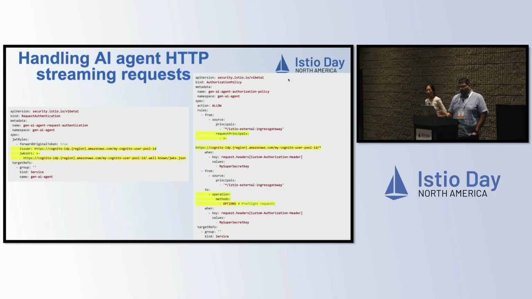After that, we just configured a request authentication that uses AWS Cognito as a JWT token provider, and we use that in the authorization policies by specifying the request principals to match the same issuer and to match the same token information that we have from AWS Cognito. It's also worth mentioning that for the pre-flight requests and the OPTIONS requests, Istio does not expect these calls to be authenticated, so we just drop the request principals.